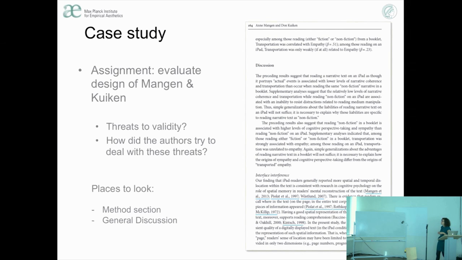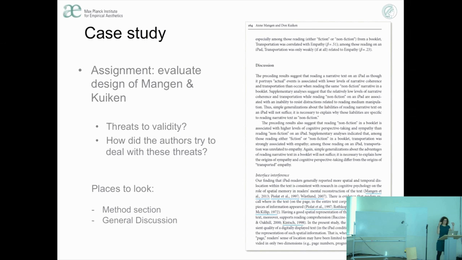So I think I put this page up here because, for example, what they say here is: in the present study, the intangibility and transient quality of a digitally displayed text may have hindered the representation of such spatial information. So they're very open about things that might have influenced the experience or the results of the study, and they put that in their general discussion for people to see and build up on in a possible replication study. Was it very hard to find these kinds of things?